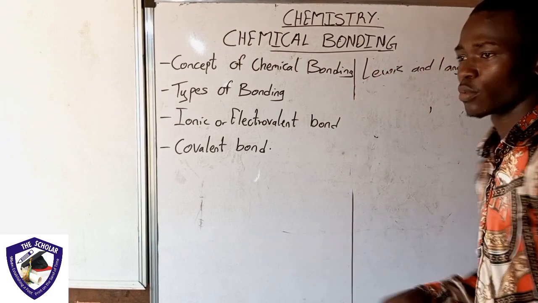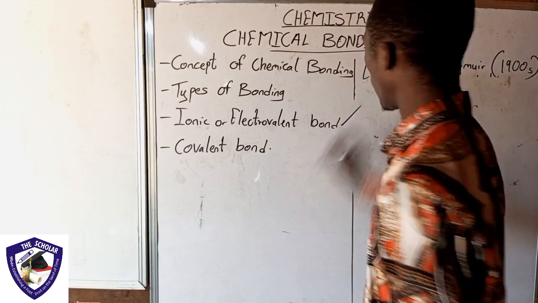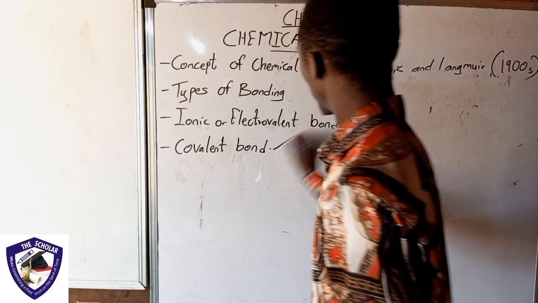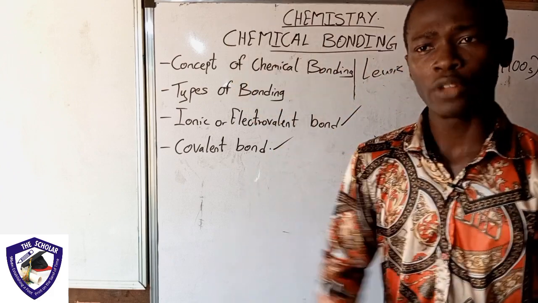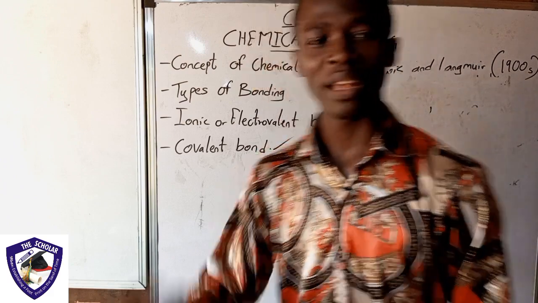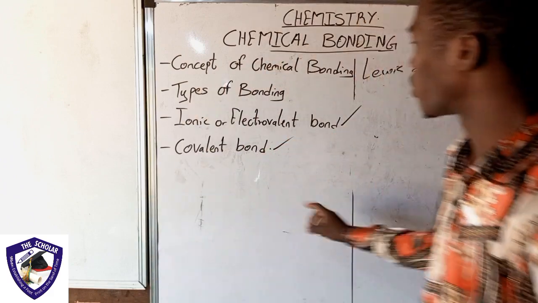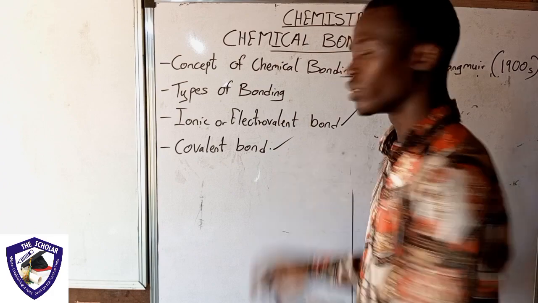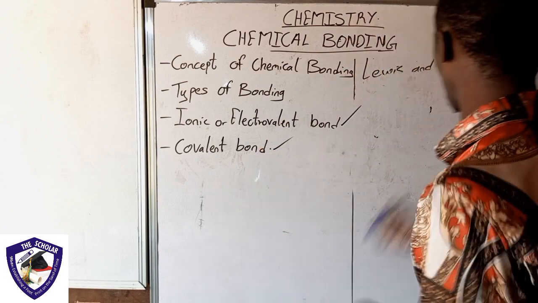Types of bonding, we have ionic or electrovalent bond, we have covalent bond, and also we have van der Waals forces of attraction, we have metallic bonding, but today we'll be talking about ionic or electrovalent bond and then covalent bond.